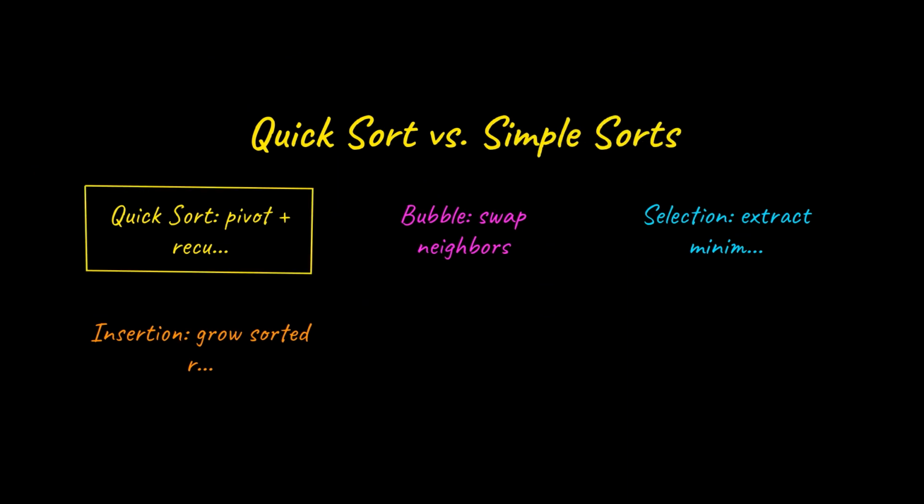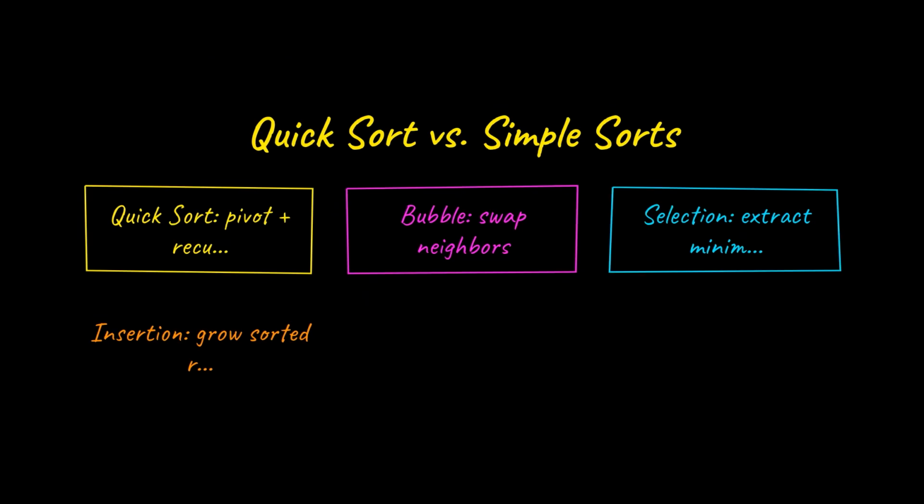None of the simpler sorts use a pivot or recursion. Bubble sort swaps adjacent pairs. Selection sort repeatedly pulls out the minimum, and insertion sort grows a sorted region one item at a time. Only quicksort splits the data around a chosen value.